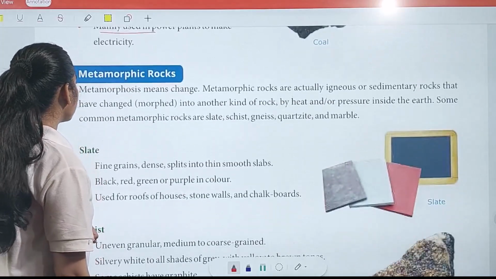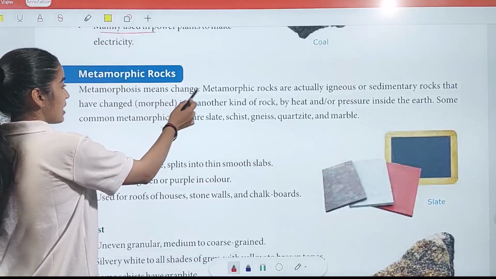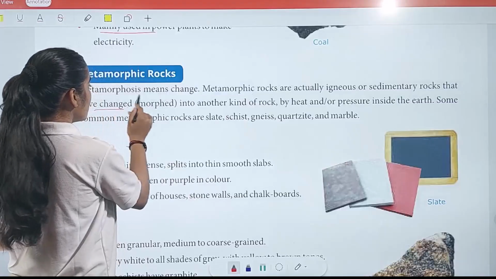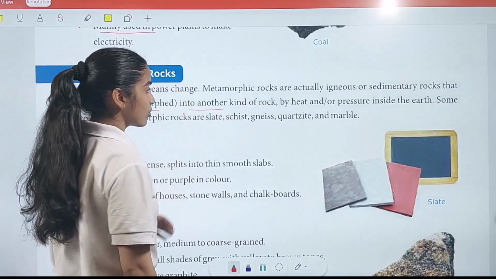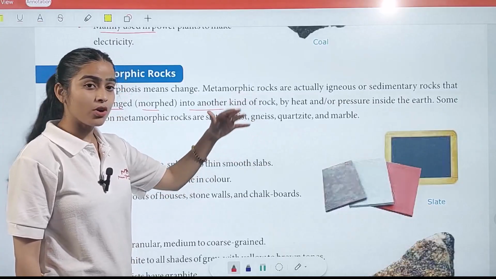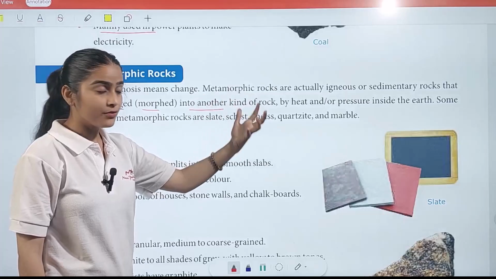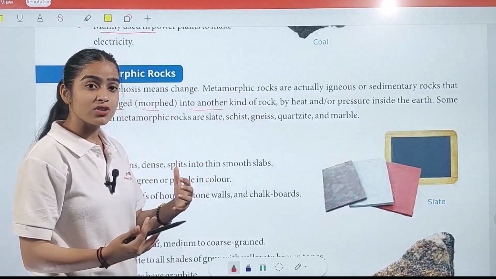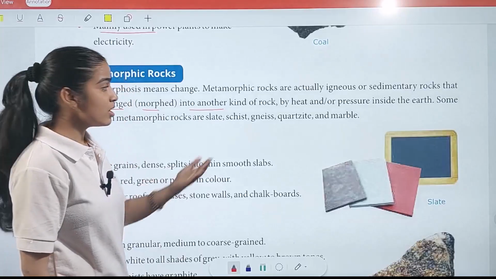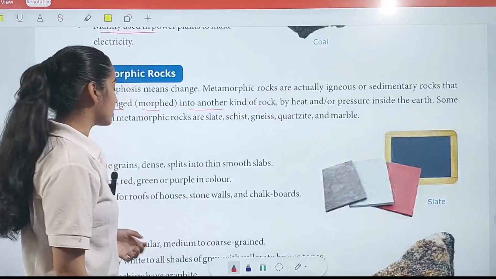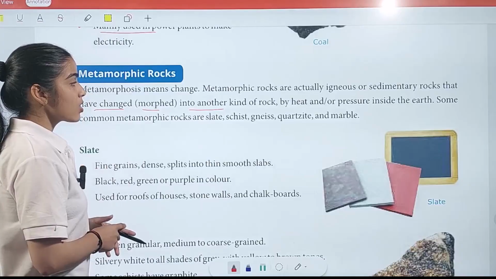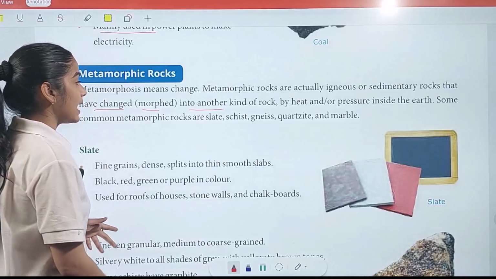Now we have metamorphic rocks. Metamorphosis means change, and metamorphic rocks are actually igneous or sedimentary rocks that have changed, morphed into another kind of rock. So it means we have igneous or sedimentary rocks in a new way, in a different way, that have changes in them. So that's why they're called metamorphic rocks. And how do they get these changes? By heat and pressure inside the earth. Some common metamorphic rocks are slate, schist, gneiss, quartzite and marble.